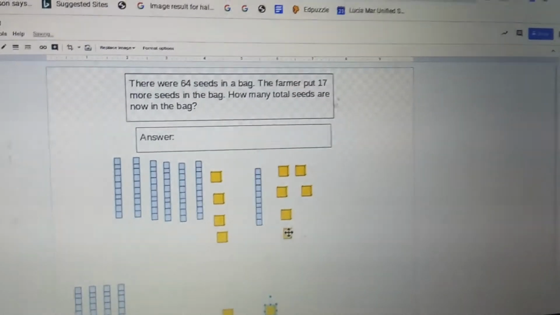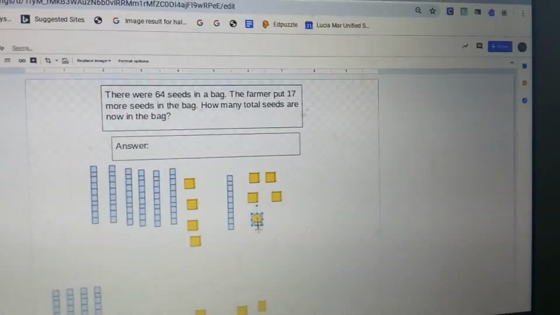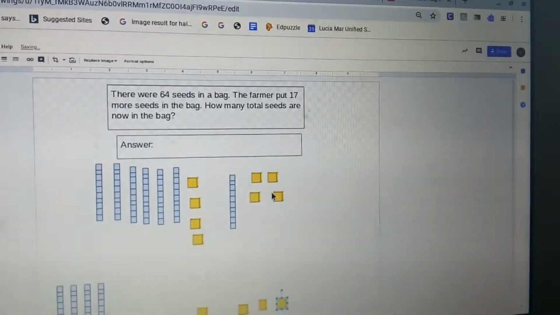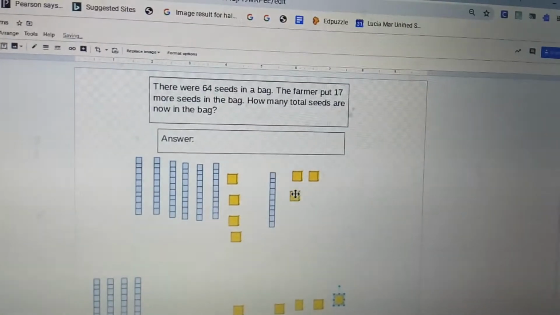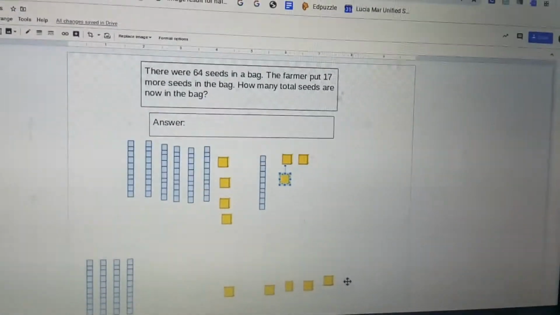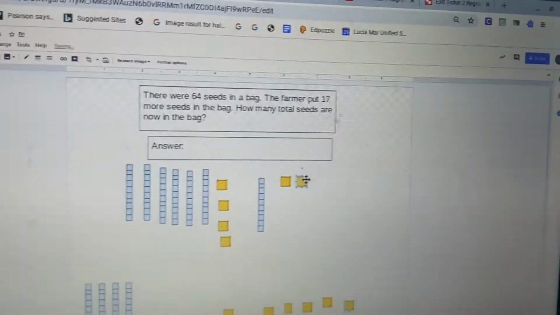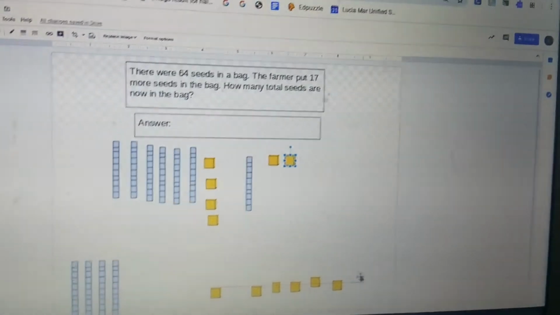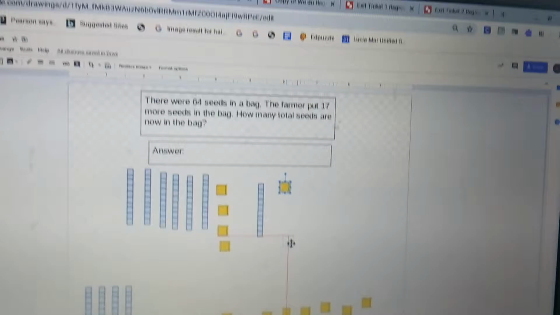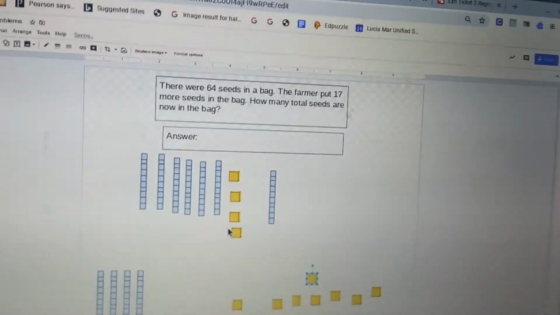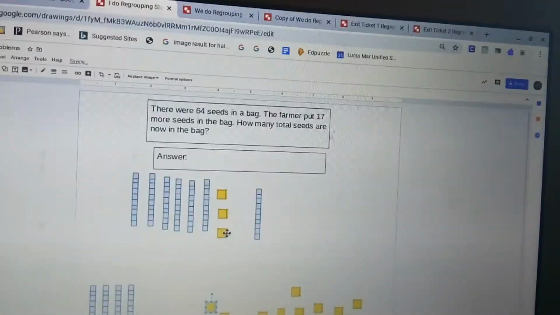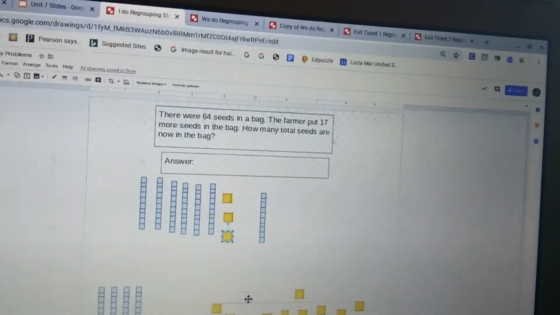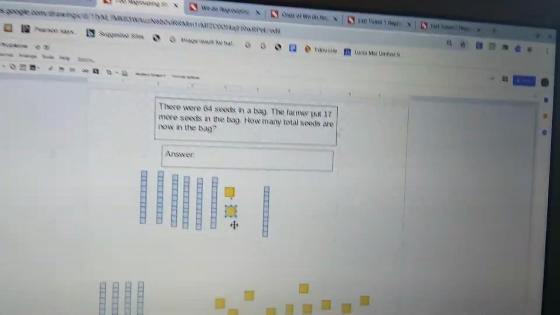1, 2, 3, 4, 5, 6, 7, I'm almost there, 8, 9, and our last one, 10.